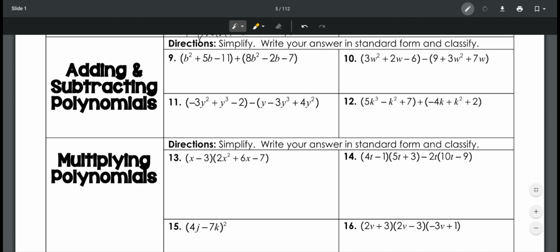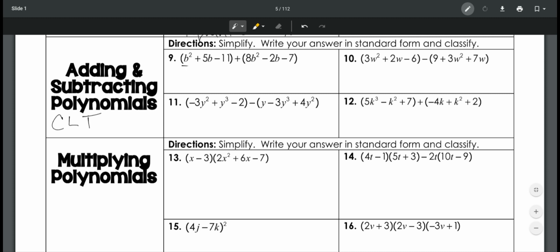Now, the directions for adding and subtracting say simplify, so we're going to combine like terms, and we're going to write our answer in standard form. Then we're going to classify them. So in this particular problem, when you add or subtract polynomials, you are going to combine like terms. And if you recall what combine like terms means, like terms have the same exact variable and the same exact exponent, which allows you to add or subtract those terms' coefficients.